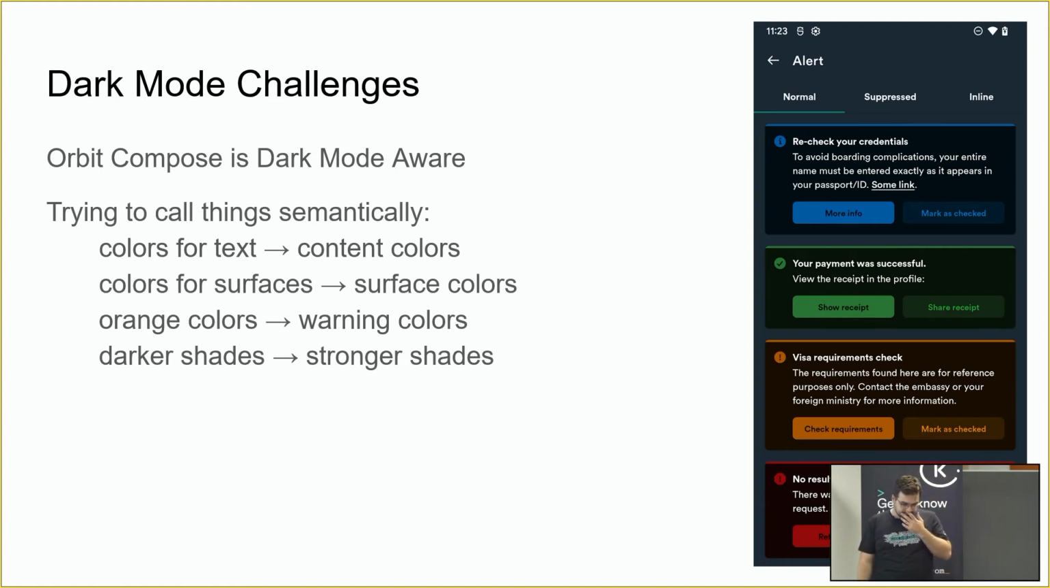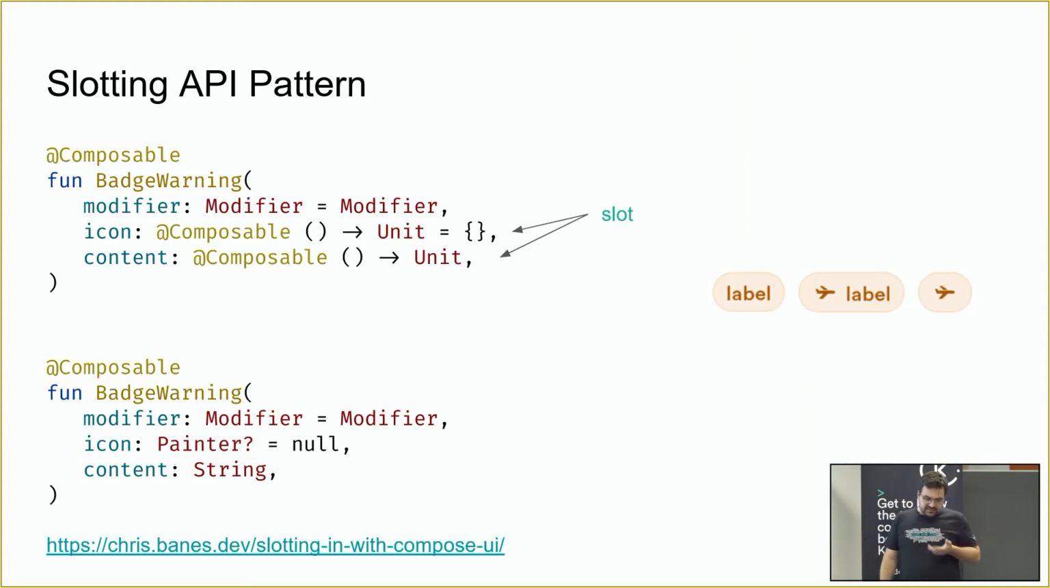Slotting API pattern. On the right side, you see our badge warning component, and as you may see, there can be a label, icon, or both of them. So the ideal solution may be the second example in the code, where the user would just pass the string and the icon. But we are trying to match the recommendation, which is telling us that you should use slotting for all cases.